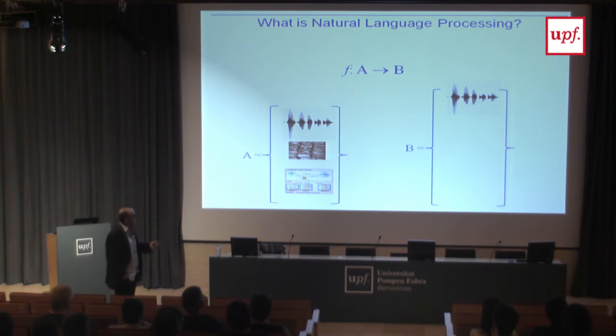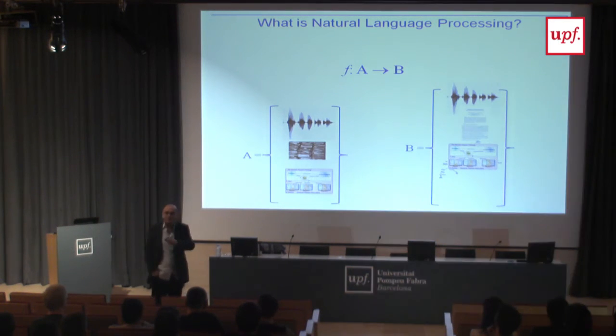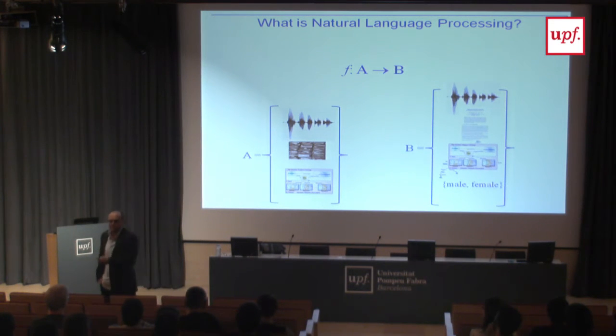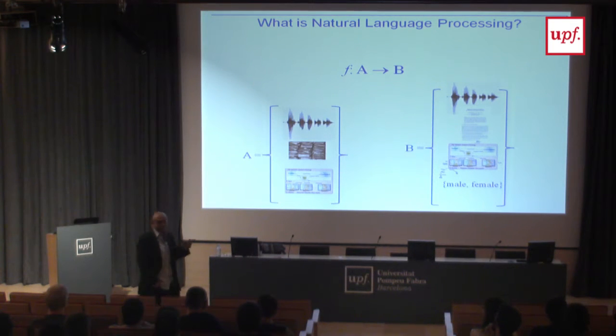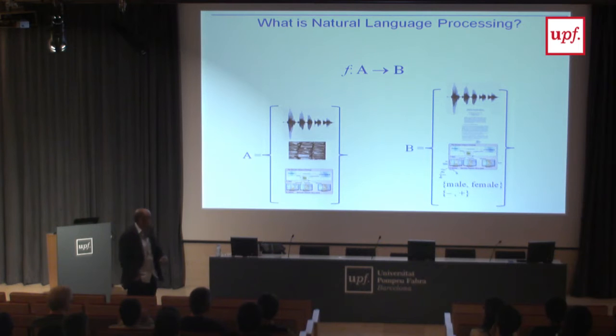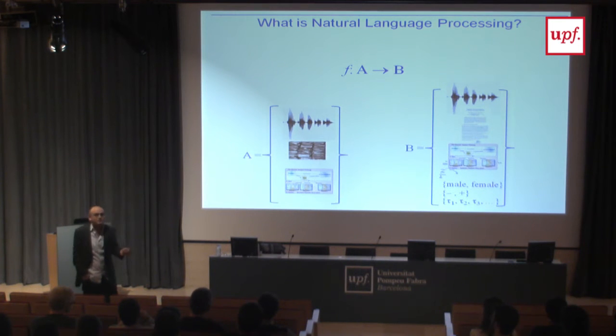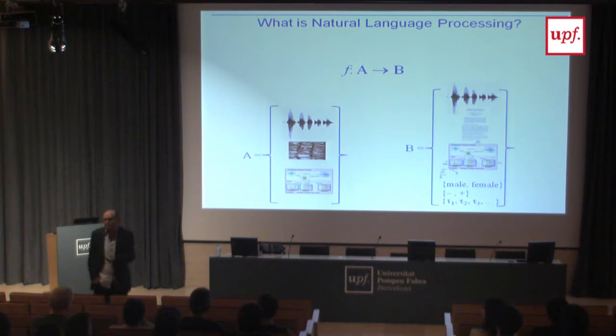If we look at B, then again, it can be speech, it can be a text, it can be a formal representation, a linguistically oriented formal representation, or again an ontological representation. But it can also be something really very different. It can be, for example, only two classes, male and female, if we are looking for the identification of the gender of the author of the text. Or it can be minus or plus, if we are looking for the general sentiment of a text, whether it has a positive or a negative attitude. Or it can be, whatever we can think of, a sequence of tags, or a set of classes.